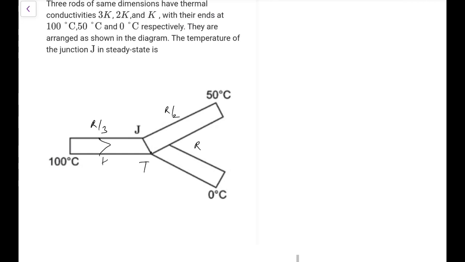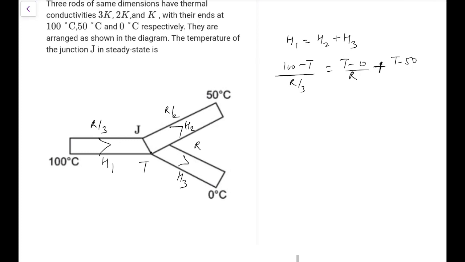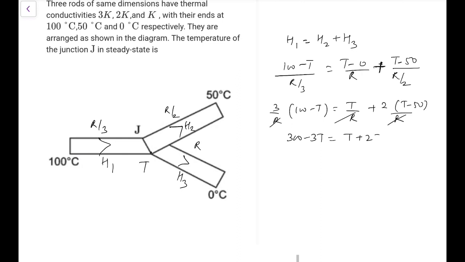Let's assume the heat current flows like this: H1, let's say it goes as H2, and let's say it goes as H3. A simple junction law gives you H1 is equal to H2 plus H3. So 100 minus T over R by 3 is equal to T minus 0 over R, plus T minus 50 over R by 2. What you are left with is 3 by R into 100 minus T is equal to T by R plus 2 times T minus 50 by R. So R is gone: 300 minus 3T is equal to T plus 2T minus 100.